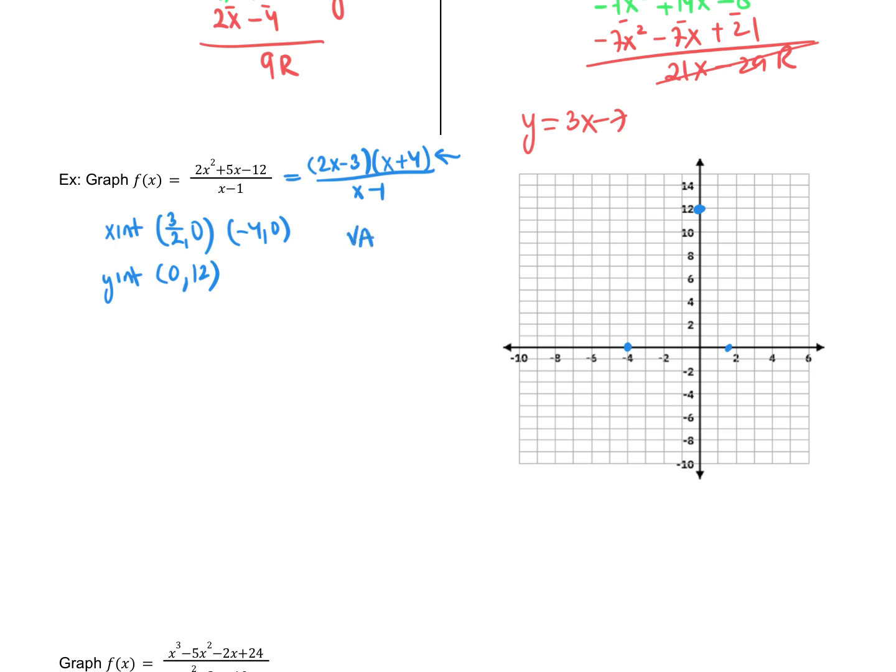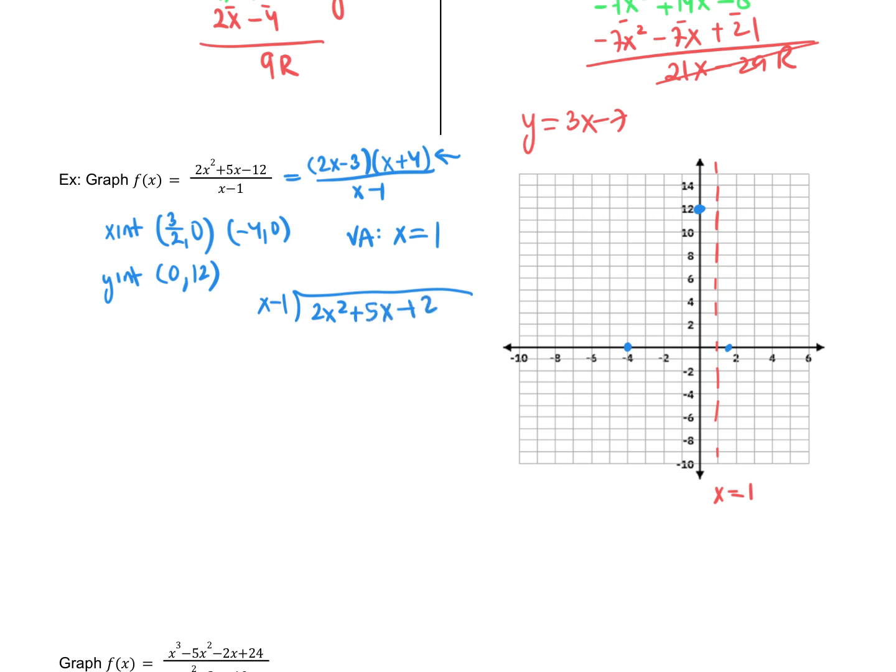Now for my vertical asymptote, x equals 1 from that denominator. And I'll go ahead and draw that in. And normally we would do our horizontal asymptote, but because the degree on top is 1 greater, I'm going to find my oblique asymptote. So I'm going to do a long division here.